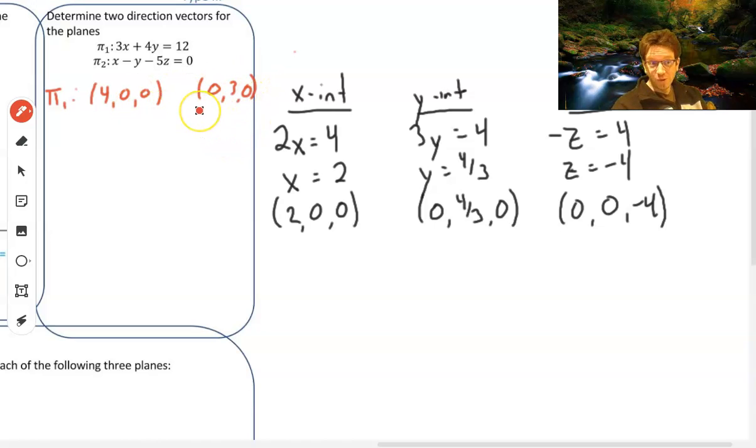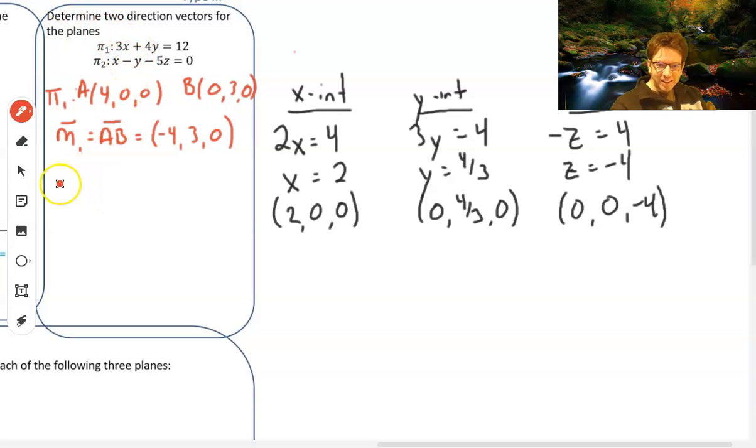Now, if you have 2 points, you can get a direction vector. Right? So our first direction vector, say call it M1, is basically going to be, if this is A and this is B, A being our x-intercept, B being our y-intercept, our first direction vector would just be AB. Okay. We can write that as -4, 3, and 0. So there's one direction vector. But we need a second direction vector.